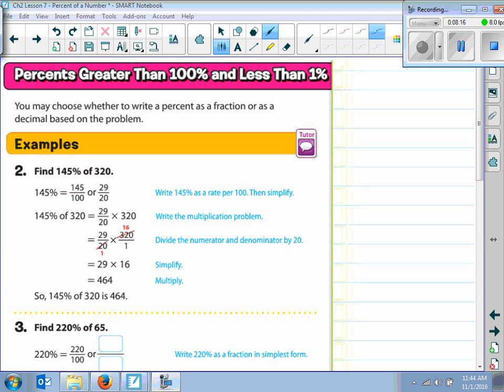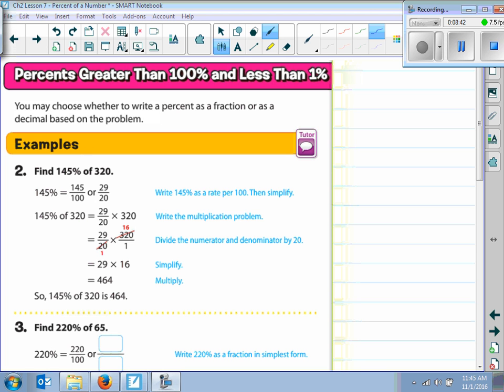All right, so percents greater than 100 and less than 1. You may choose whether to write a percent as a fraction or as a decimal based on the problem. So if it's easier to write it as a fraction, then write it as a fraction. If it's easier to write it as a decimal, then write it as a decimal.